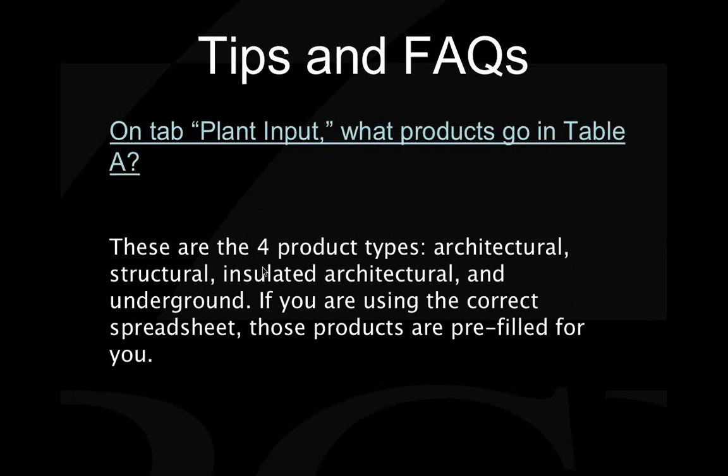On the plant input, what products go into table A? So this is a remnant from if you were using the version 2 spreadsheet that didn't have those product types entered in yet. Those will be the 4 product types that we've talked about at length now: the architectural, structural, insulated architectural, and underground products. In the newer spreadsheet, those are pre-filled, as we've mentioned. But if you're using the older spreadsheet, you still want to track for those 4 product types.